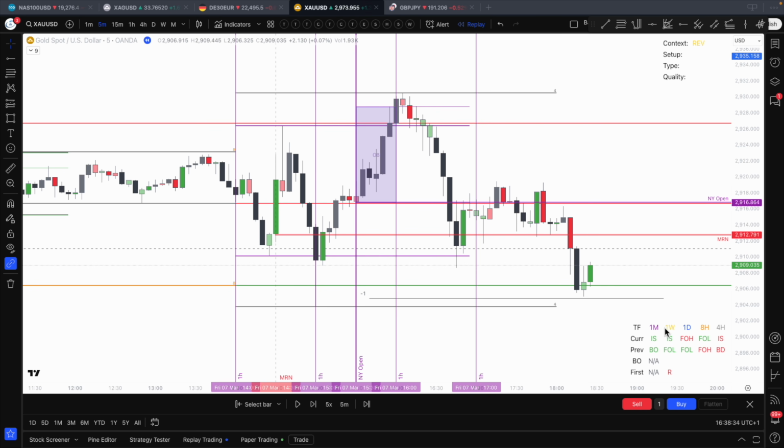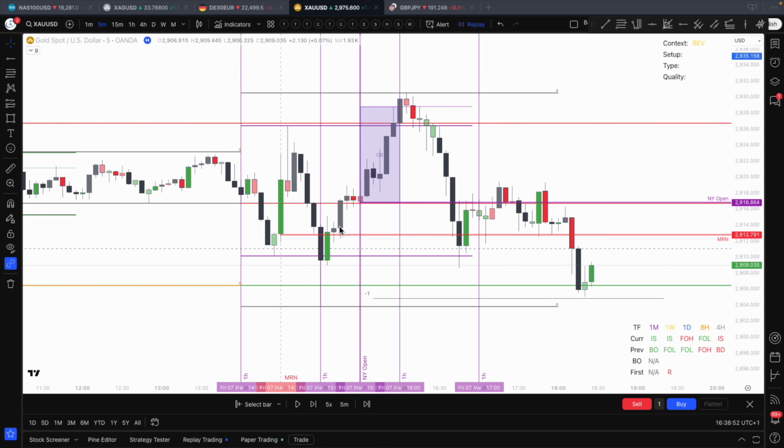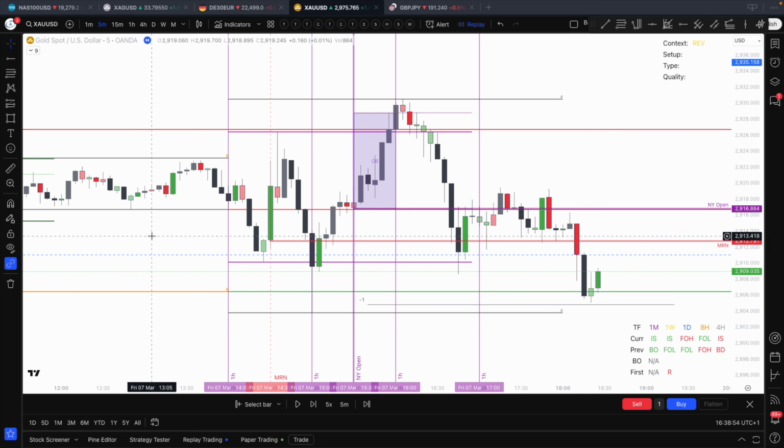So we have month and week, breakout, fake out low, week first red. The day is in fake out low and in a fake out high. So this is a conflicting situation overall. And the 8-hour was in a breakout here. So we had a conflicting situation. Still we observe what's happening.